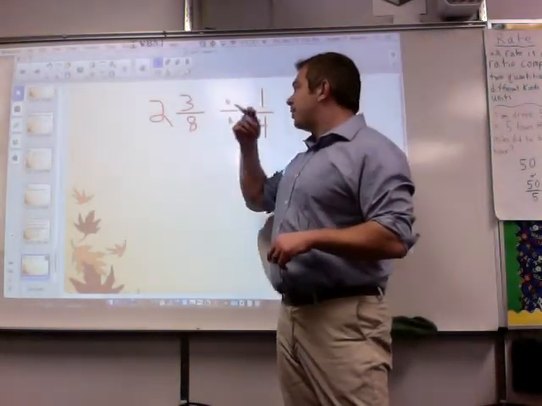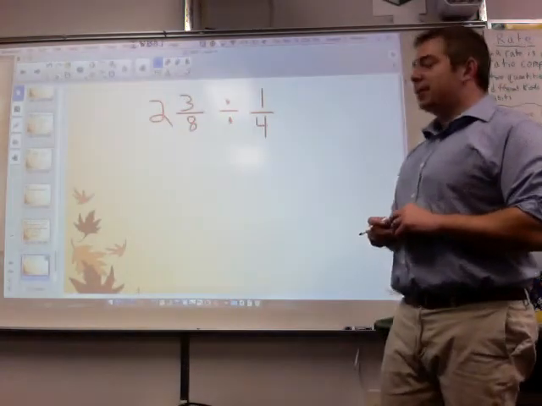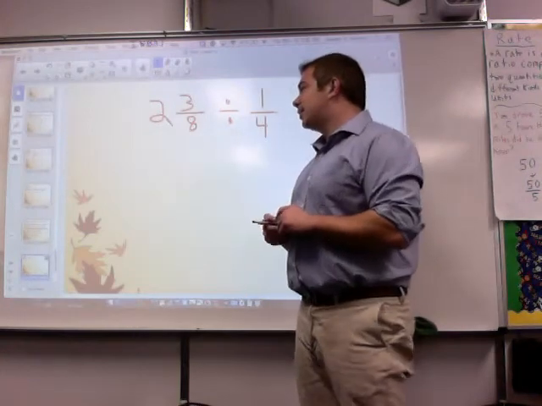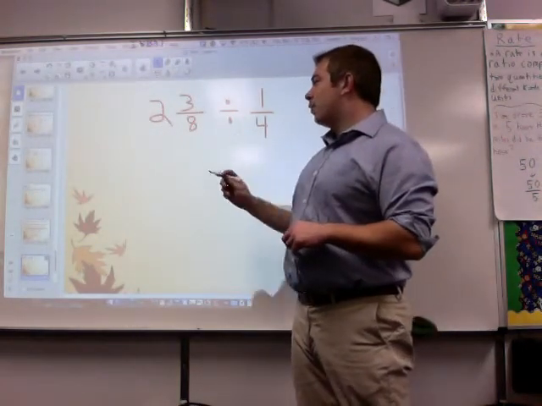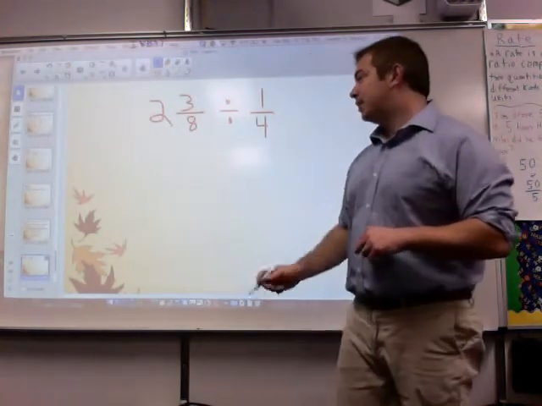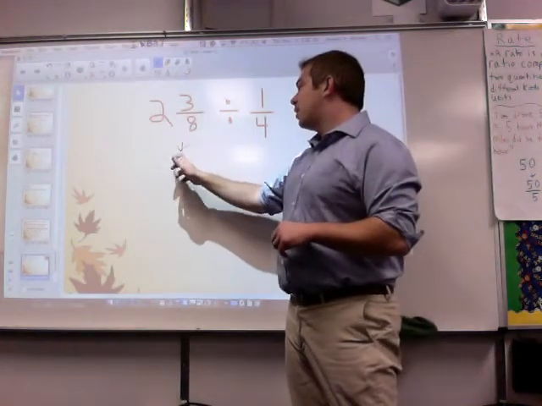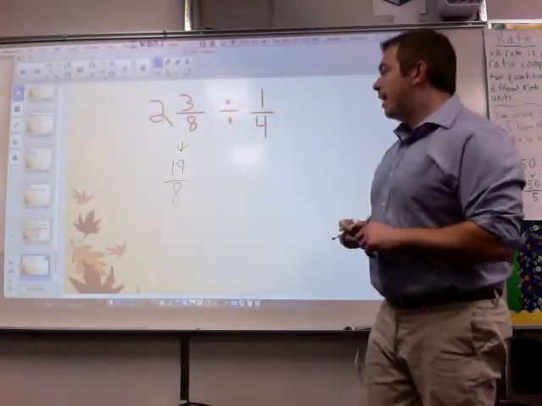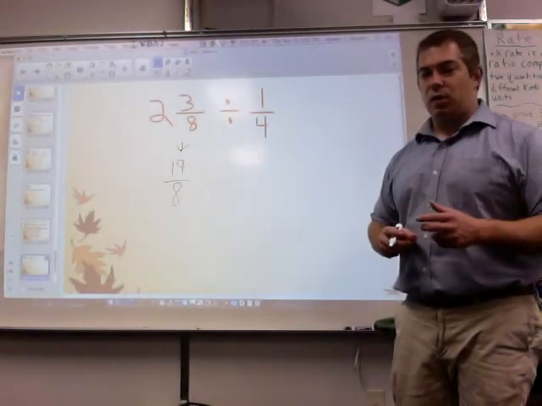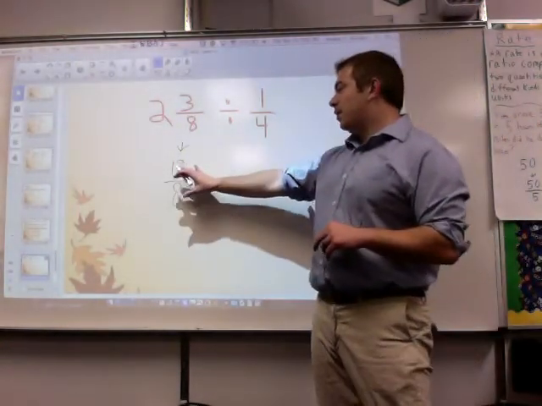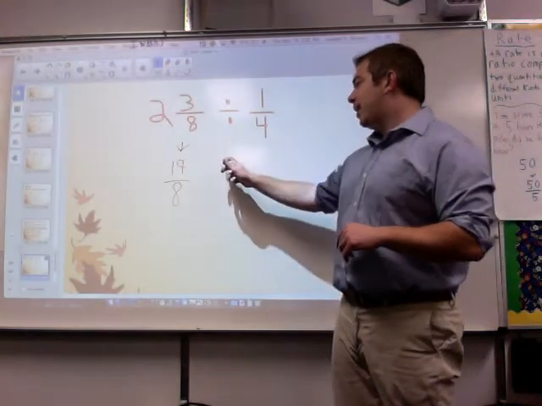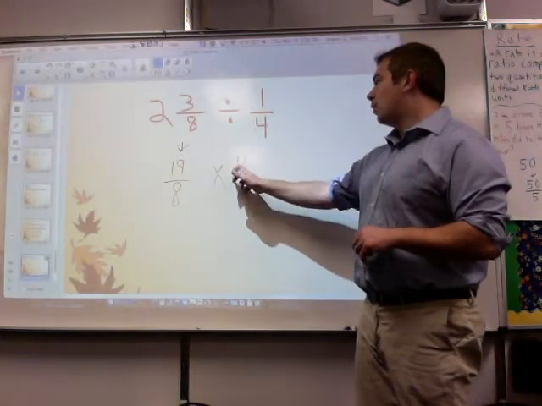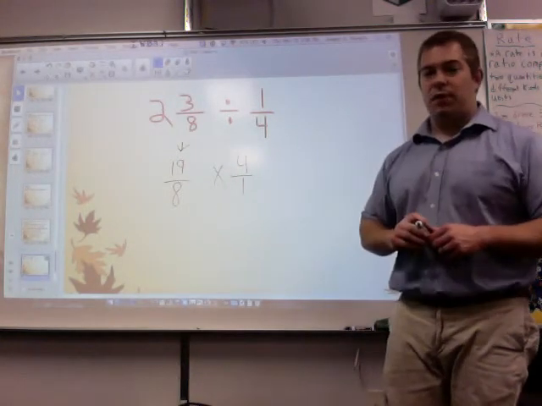So, my first step, if I remember, was to turn my mixed number into an improper fraction. Let's do that. 8 times 2 is 16, plus 3 more equals 17, 18, 19. So I'm going to rewrite this as 19 over 8. Now I'm into my skip, change, flip mode. So I'm going to leave that alone. I'm going to skip it. I'm going to change the sign, multiplication, and now I flip it to 4 over 1 instead of 1/4.